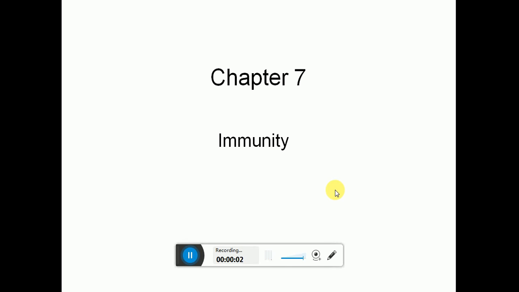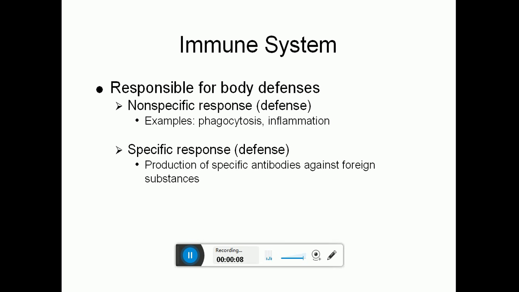This is a review of Chapter 7. We're going to be talking about the immune system. The immune system, as we know, is responsible for body defenses. We've got two kinds of responses in our body.